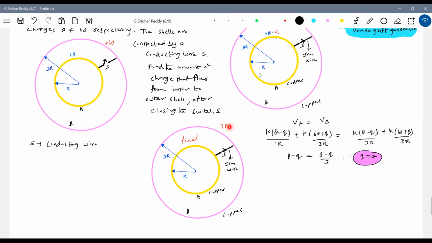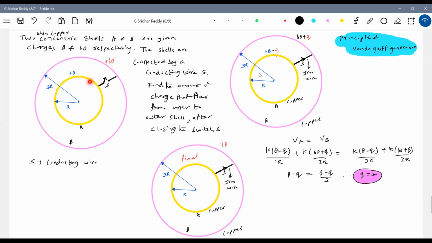Agree with this? So what did we expect? 6Q. So some charge from the outer shell will flow. No, the charge from the inner shell is flowing. Next, instead of this Q, let me bring minus Q. Then also that minus Q will flow to the outer shell. So irrespective of whether VA is greater than VB or VA is less than VB, the charge will flow from inner to outer shell only.